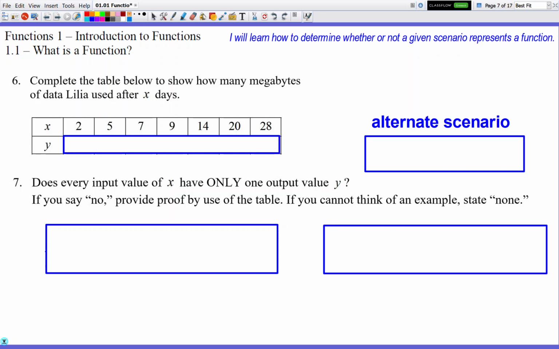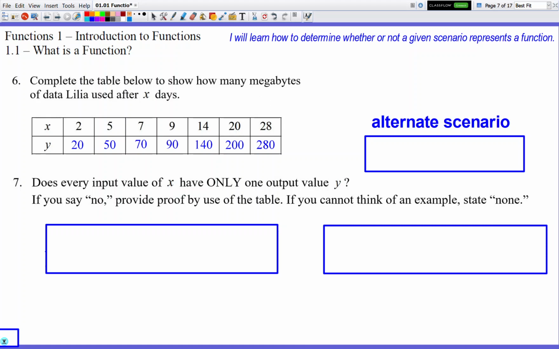Okay, so hopefully you guys pretty much just memorized the formula, and you basically know you just got to multiply it by 10. So when you do that, you're going to get all these numbers, right? Times by 10 for each of these x values, you get 20, 50, 70, 90, 140, 200, 280. Okay, so that's pretty cut and dry.